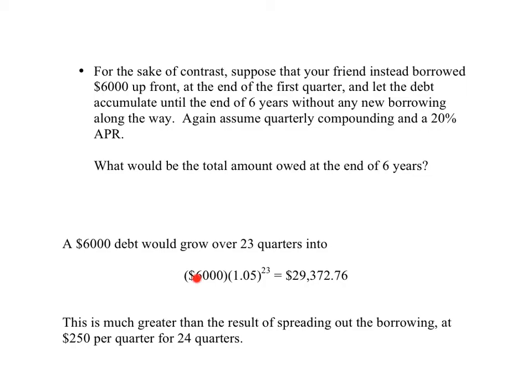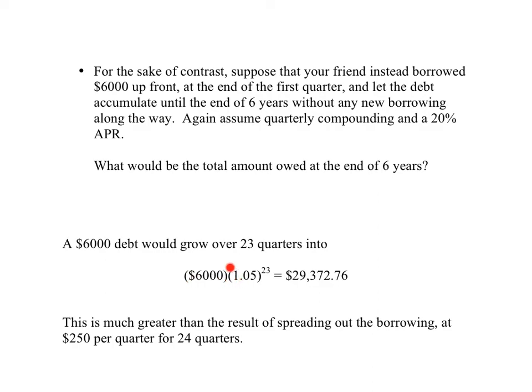That is to say, the $6,000 of debt will grow by a factor of 1.05 23 separate times. And that grows into $29,372.76. Right? If we write out this transaction as a sum of separate terms, this is the only term. There are no lower terms. There are no later transactions. This is the only transaction.